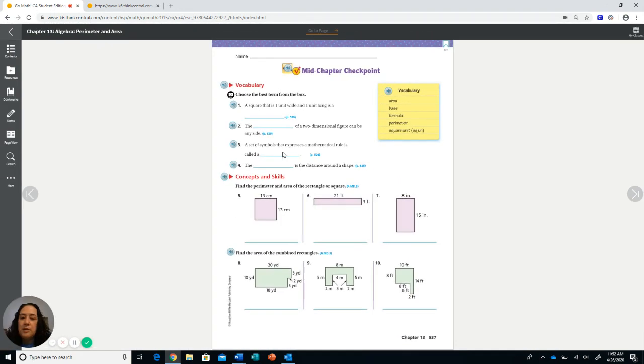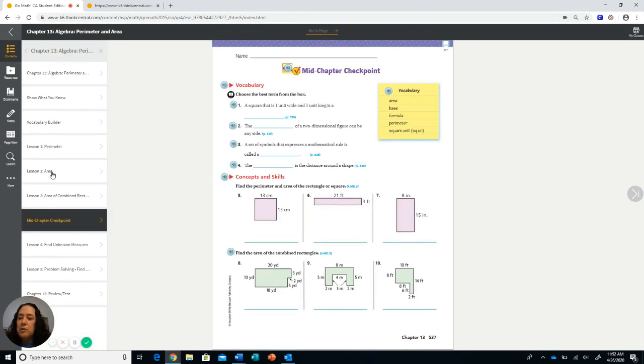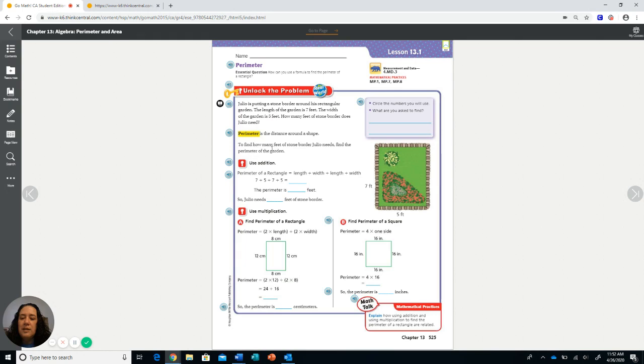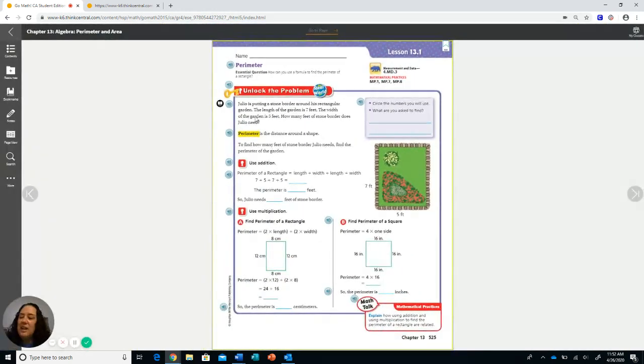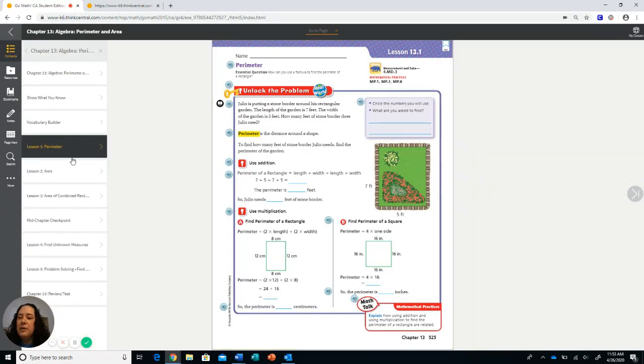So I am going to scroll out here, zoom out, and go to lesson 1 on perimeter, which should give us, what do you know, the definition of perimeter. So if you have this in questions 1 to 4, go ahead and fill that in. I'm not going to tell you which one. You're more than capable of doing that on your own. So I'm going to come back. Actually, I think I'm going to turn the page.